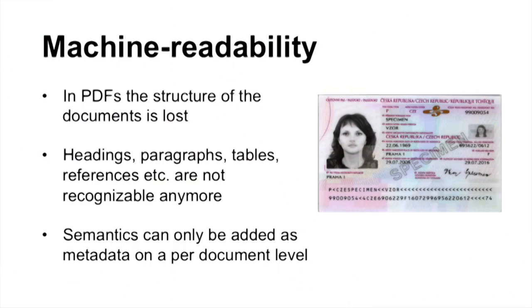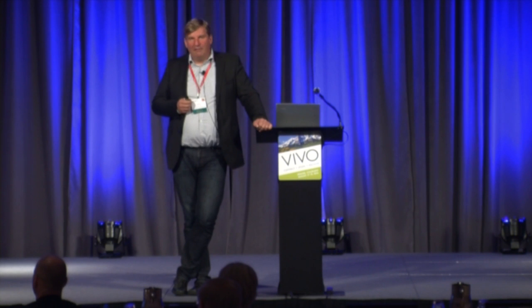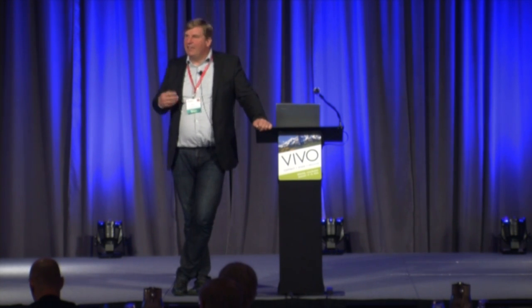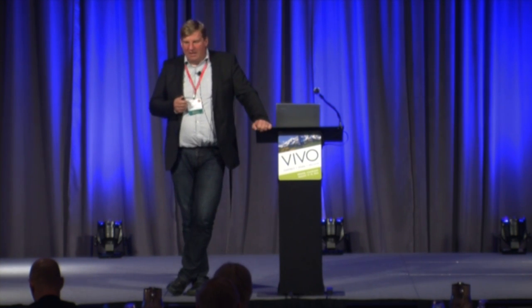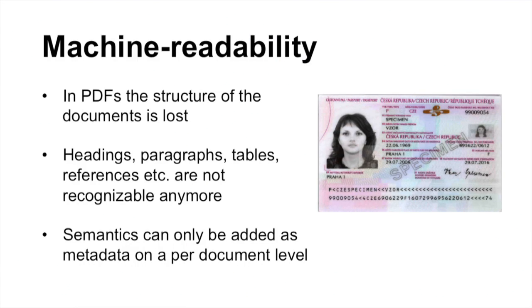So one is machine readability. I already mentioned PDFs. A lot of the information structure about the documents is actually lost. Headings, paragraphs, tables, references are not recognizable easily anymore. Of course, there are some services which try to reverse engineer and access this information, but the quality is not always very good there, and we can add only semantics on a per document level. I think we need to add more semantics to documents.